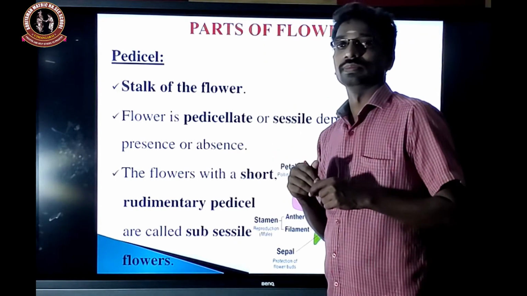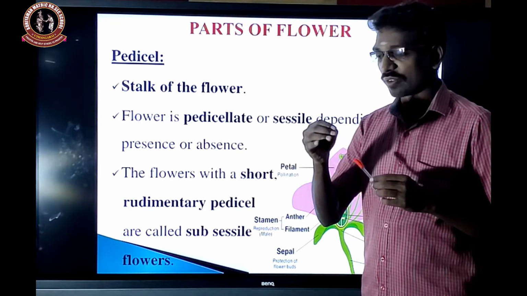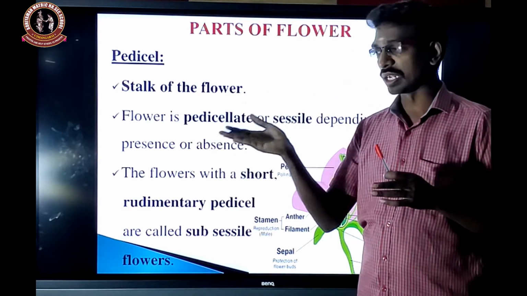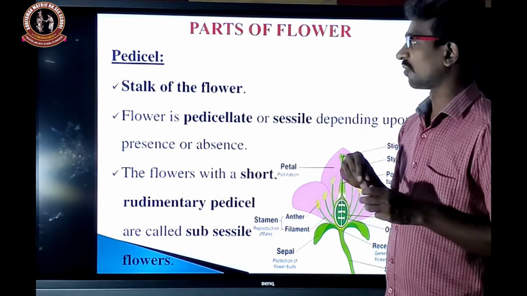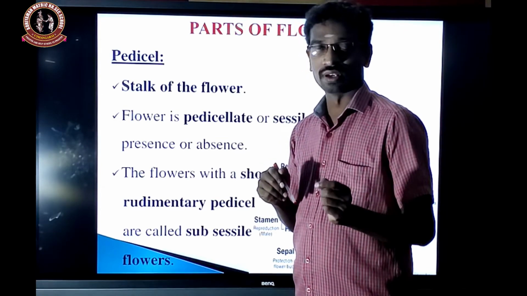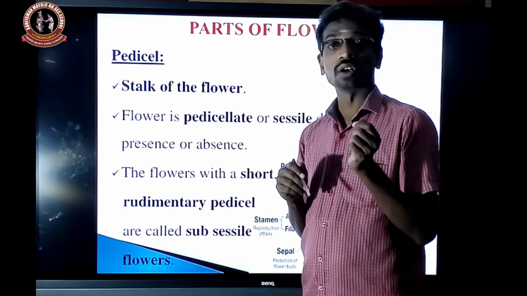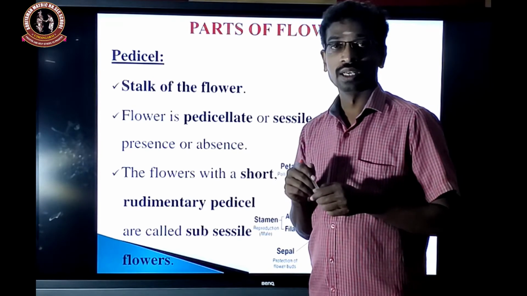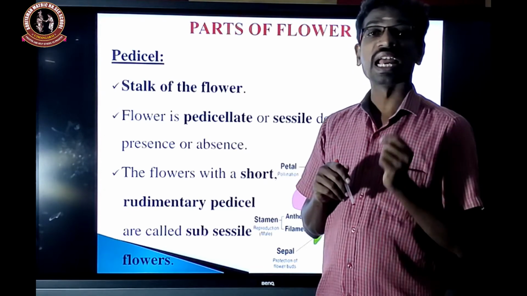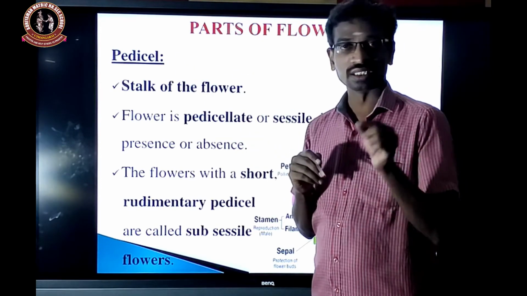So next, the parts of the flower. When you describe the flower, we describe from the base to top, or outward to inward, from outside to inside. So first we are going to see the pedicel. What is the pedicel? Stalk of the flower. You hear the term petiole. What is the petiole? It is a stalk of the leaf. Peduncle is the inflorescence axis. So the pedicel is a stalk of the flower.